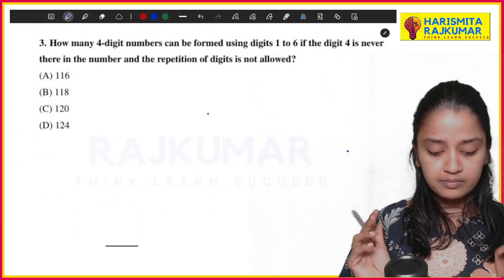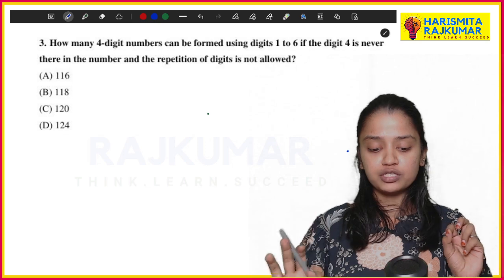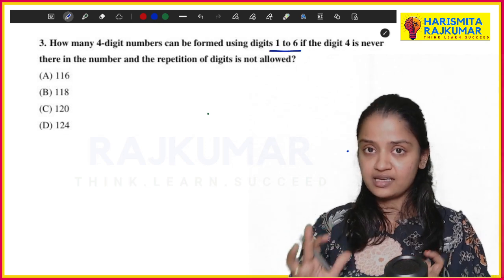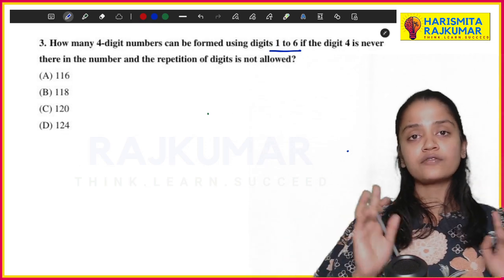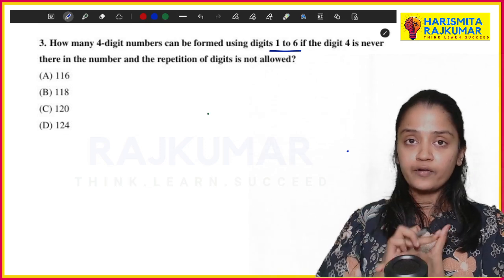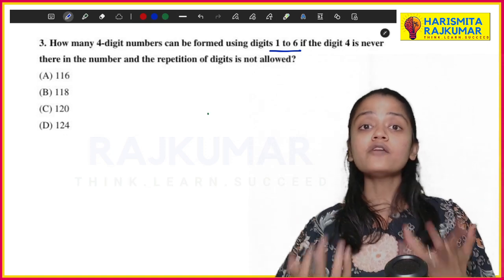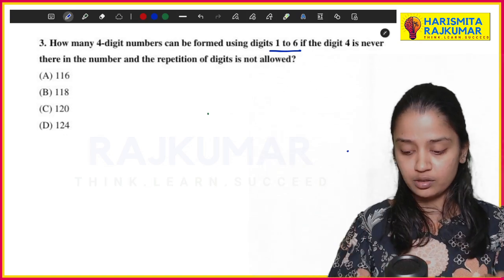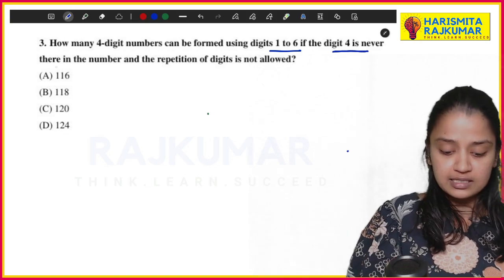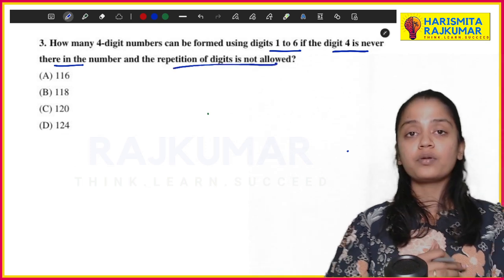Next sum, let me make you understand clearly: how many 4-digit numbers can be formed from the digits 1 to 6? First, from 1 to 6, how many digits are there? 1, 2, 3, 4, 5 and 6, so totally 6 digits. In that, how many 4-digit numbers can be formed? That is your question. But there is a condition: the digit 4 is never there in the number, and repetition of digits is not allowed.